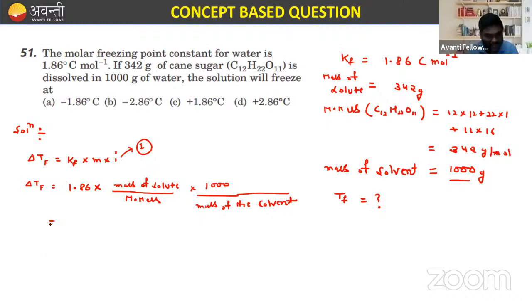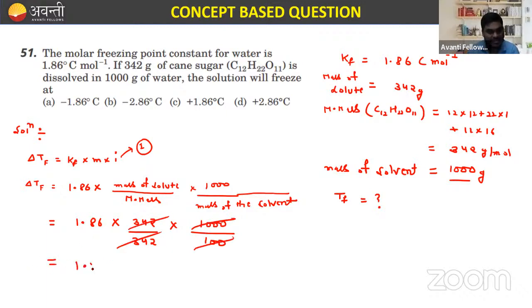Now just put the values. Delta TF is 1.86, and the mass of the solute given is 342 gram. The molar mass is also provided, which is also equal to 342 gram. And this is 1000, and the mass of the solvent is also equal to 1000. So this quantity gets cancelled, and delta TF comes out to be 1.86 only.